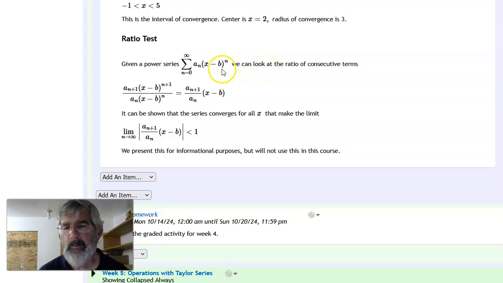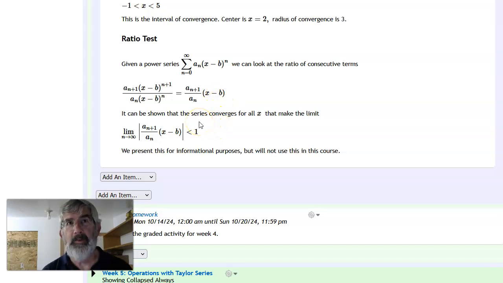But what I want to look at is a ratio of consecutive terms. I know that in a geometric series, the ratio of consecutive terms is always the same. It's always that multiplier that gets you from one term to the next. So if I do that for any series, here's the n plus first term, and in the denominator I have the nth term. The x minus b's cancel out, most of them do, there's one left in the top. So I get a sub n plus 1 over a sub n times (x minus b).